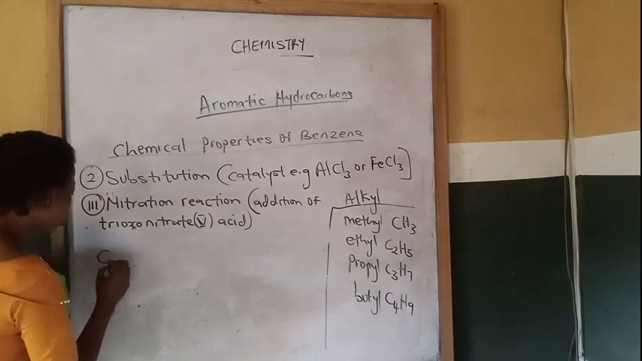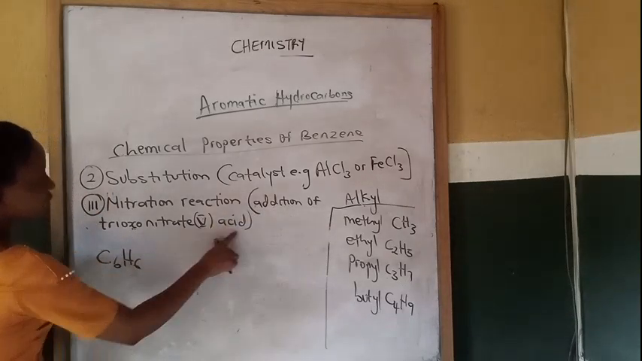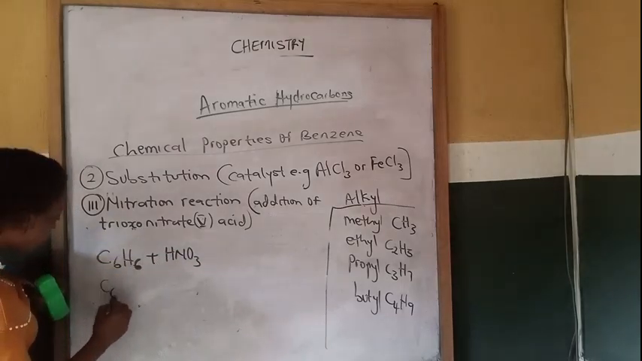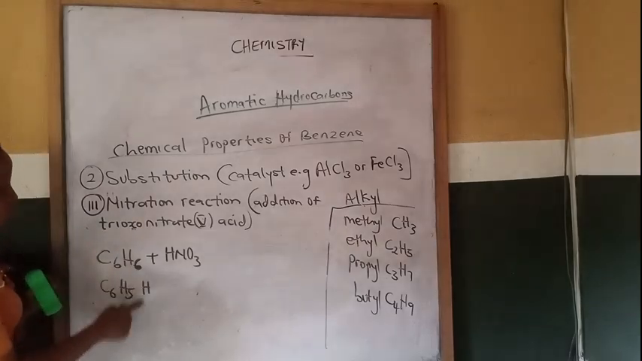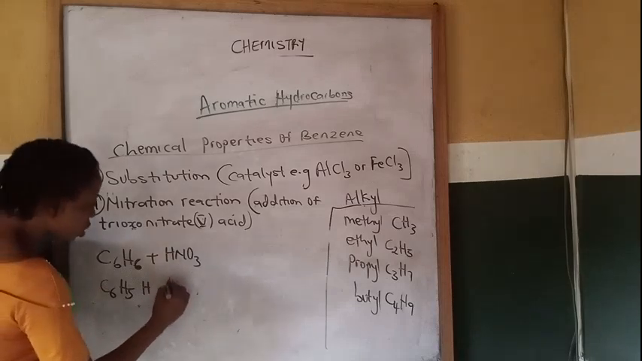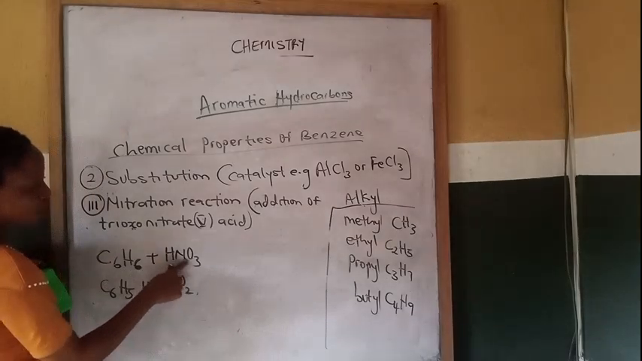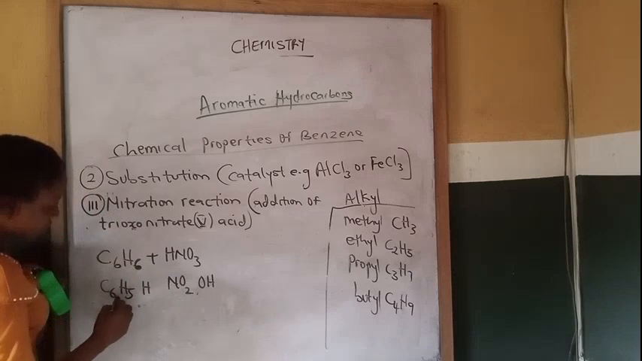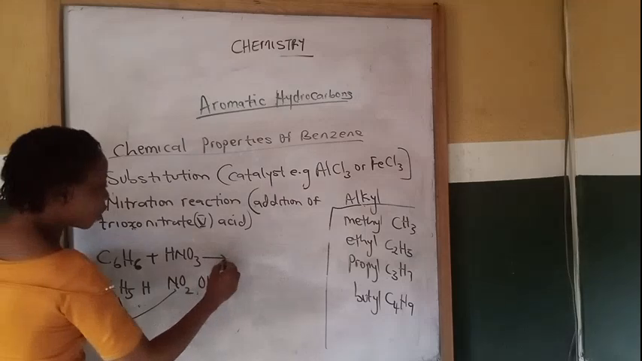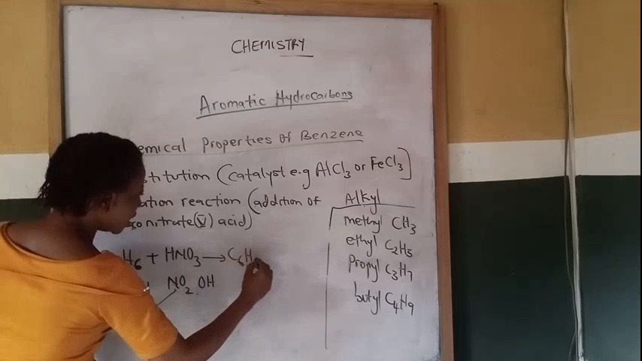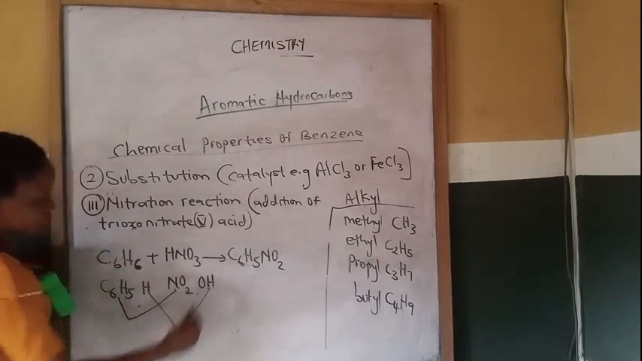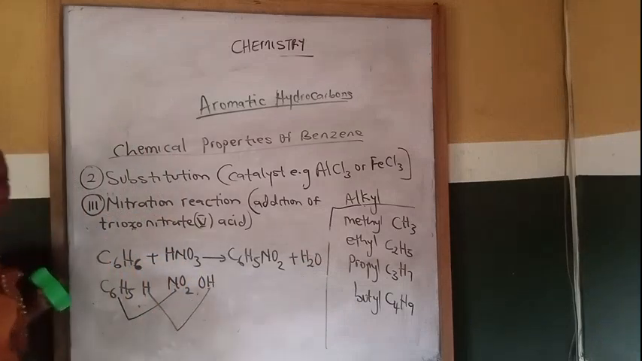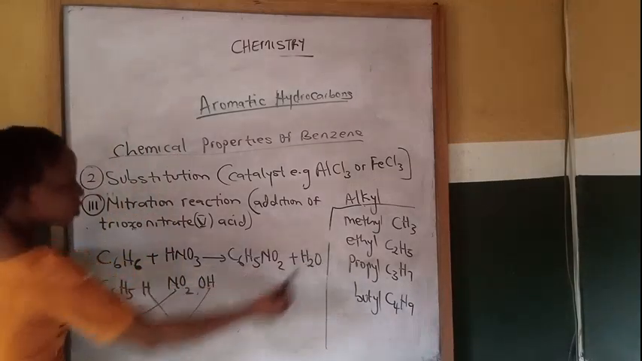So let's use the molecular formula form: C6H6 plus what? Trioxonitrate(V) acid, which is HNO3. So the benzene will decompose to C6H5 and H. There will be removal of one hydrogen atom from the 6 hydrogen atoms here. Then HNO3 will decompose to NO2 and OH. So the C6H5 will combine with NO2 to give us C6H5NO2. Then hydrogen will combine with OH to give us H2O. So in chemical reaction, whenever hydrogen ion combines with a hydroxide ion, it will give you water molecule: 2 hydrogen, 1 oxygen. So this is our product.